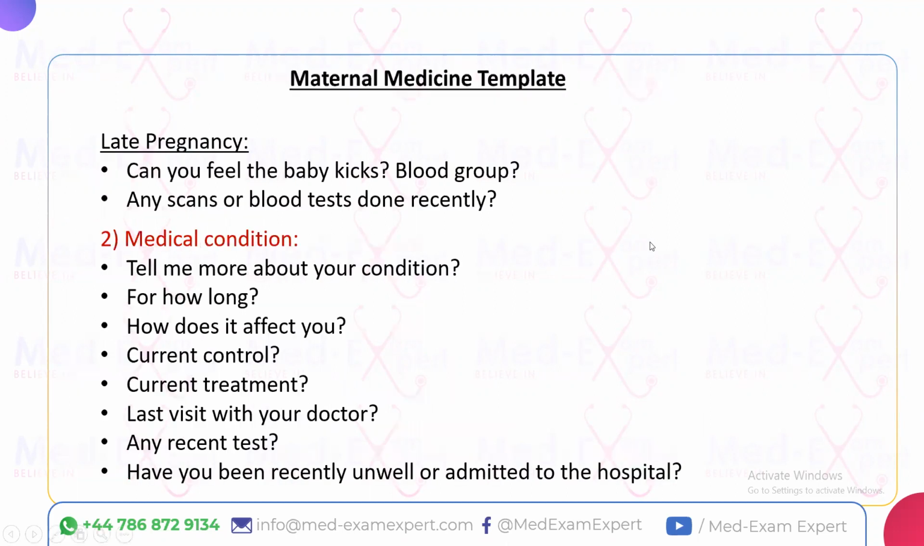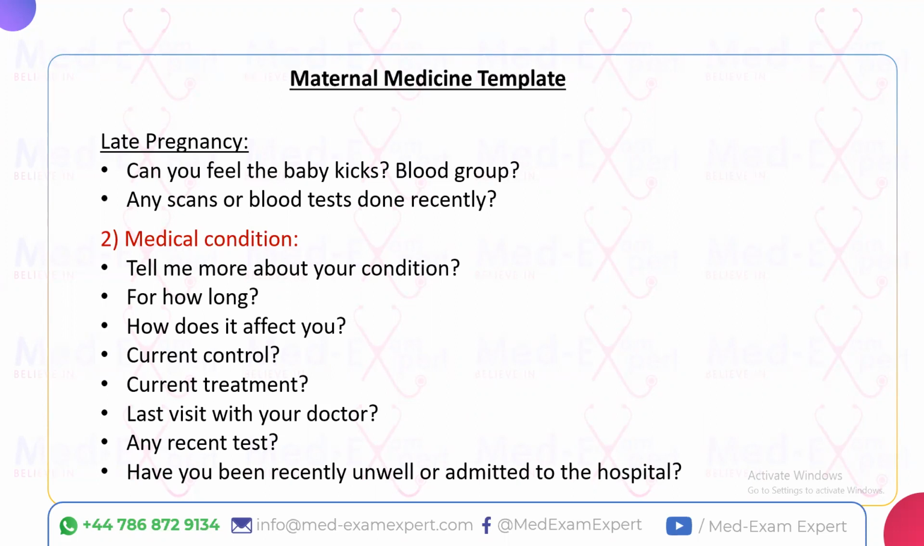However, if the patient is in late pregnancy, like advanced pregnancy, third trimester, then you don't need to go to the booking stuff. Just skip it so that your time is saved. You can come straight to, can you feel the baby kicks? Blood group is for all the patients. So from all the patients, you'll have to ask the blood group. There are certain situations in which we are expecting blood transfusion, there is a risk of surgery, all those things.